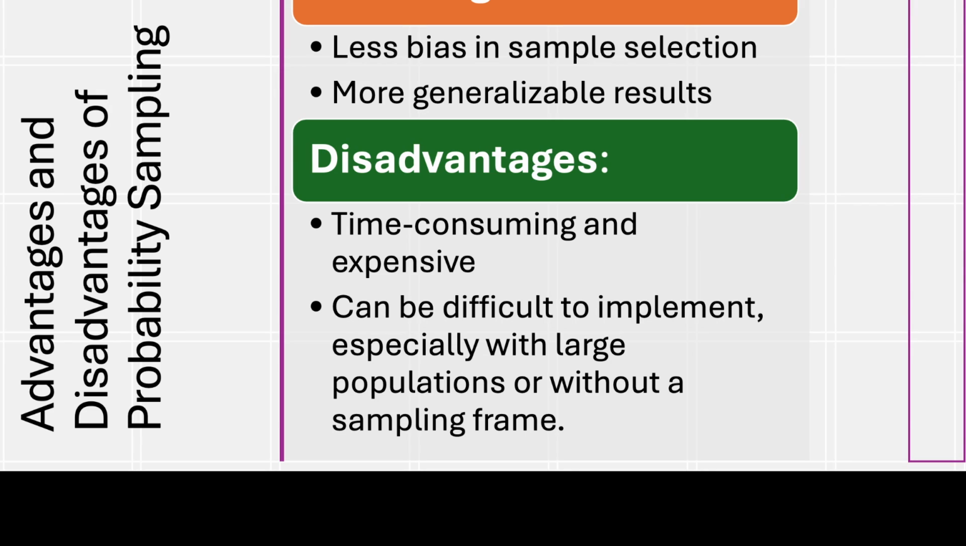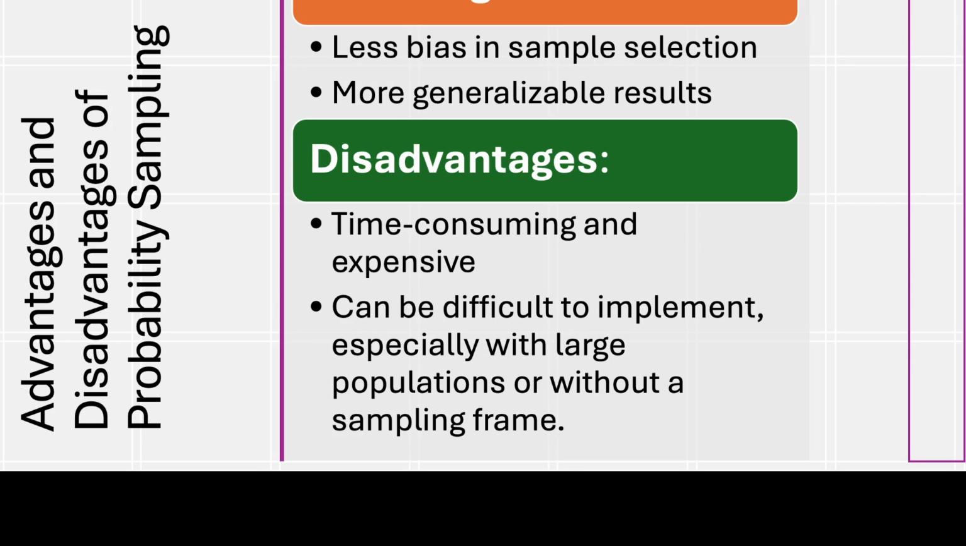Okay. The disadvantage is that it's really time consuming, because there are certain procedures that you have to consider in terms of division, in terms of asking permission from a particular department, no? And it can be difficult to implement, especially with a large population or without a sampling frame, meaning you are not being guided and you don't have any idea whom you are going to classify.